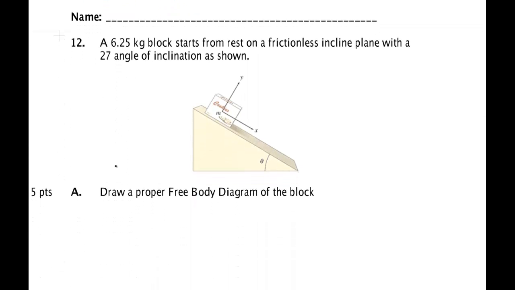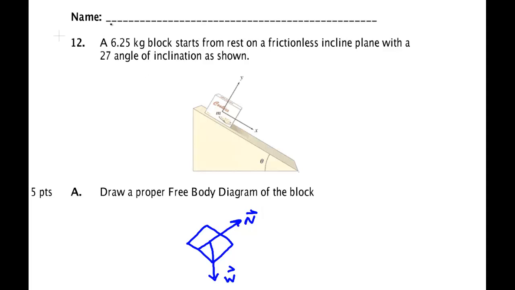Alright, next problem. A 6.25 kilogram block starts from rest on a frictionless inclined plane with a 27-degree angle of inclination, as shown below. Draw a proper free body diagram for this. Okay. I got a block like that. I have weight. I've got a normal. I have no applied force. I have no ropes, no tensions. And it says frictionless, so I have no friction.